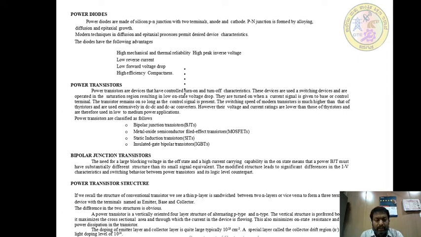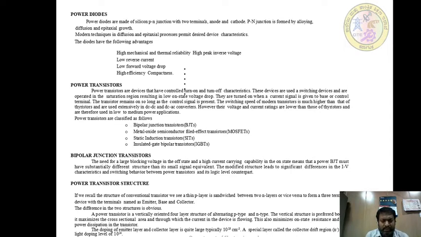Power transistors are classified as follows: BJTs, MOSFETs, SITs, IGBTs. BJT, bipolar junction transistors; MOSFET, metal oxide semiconductor field effect transistors; SIT, static induction thyristors; IGBT, insulated gate bipolar transistors.